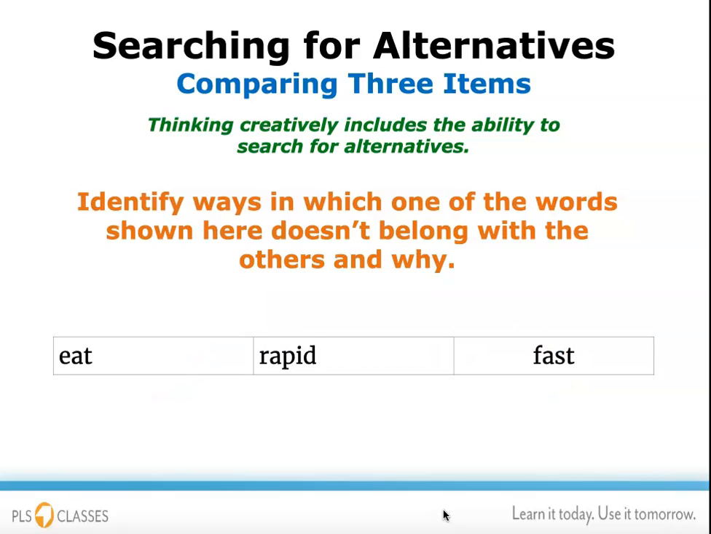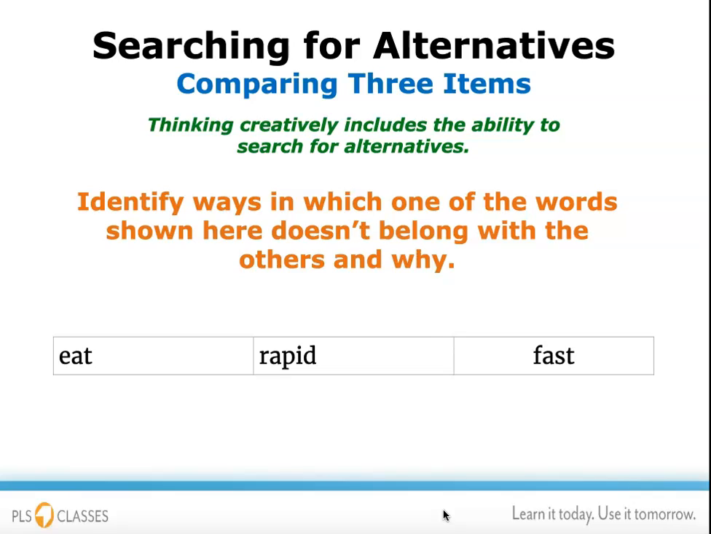Please look at the three words on the screen. Which one of the words shown here doesn't belong with the others, and why? Rapid because eat and fast have T's in them. Rapid because it has two syllables. Rapid because the others are antonyms.